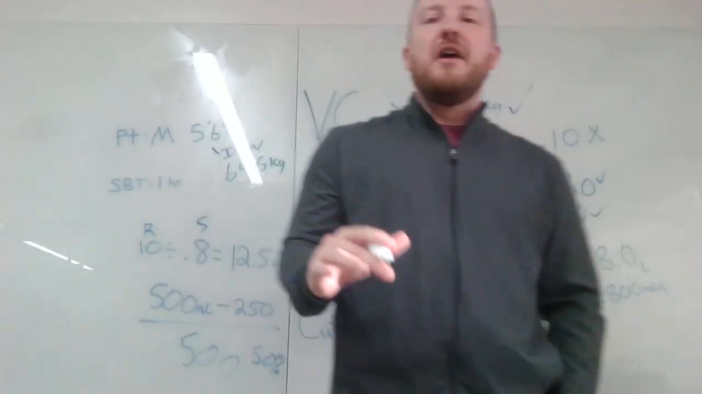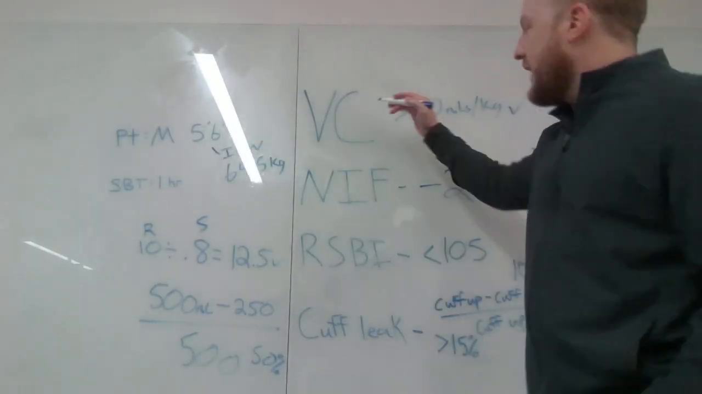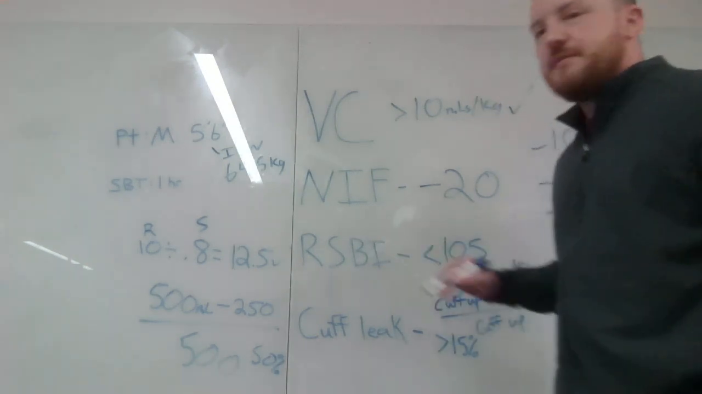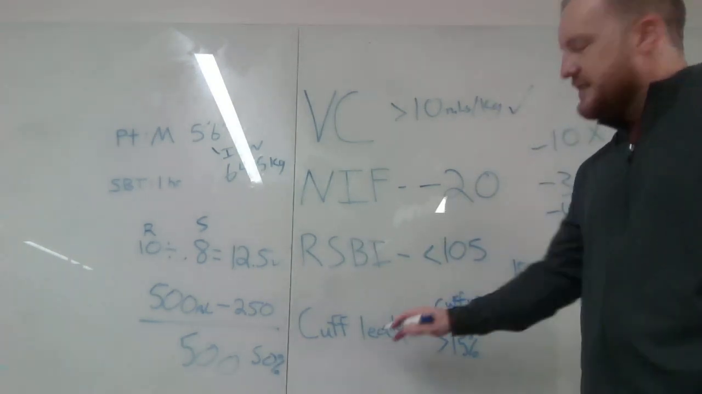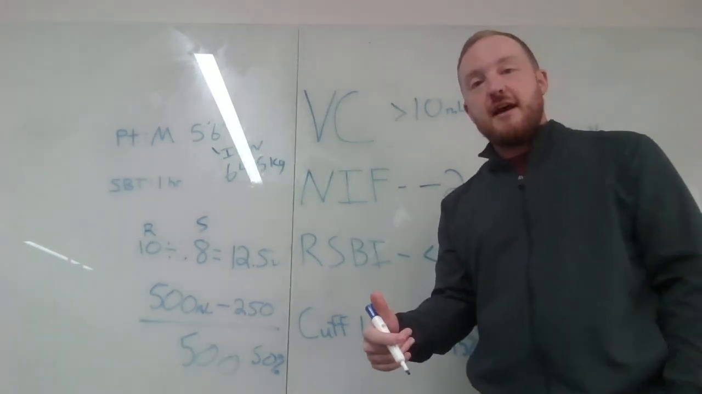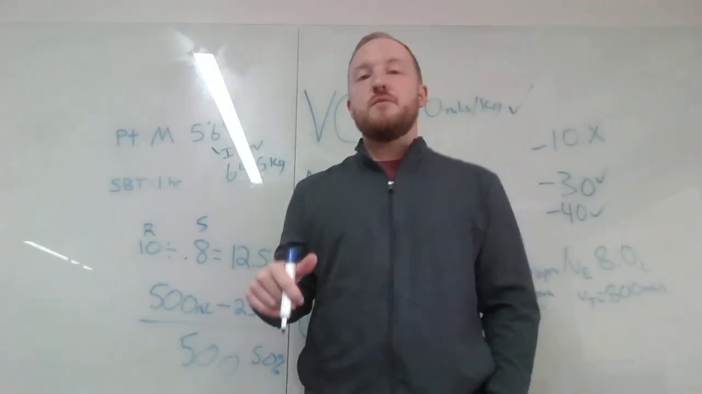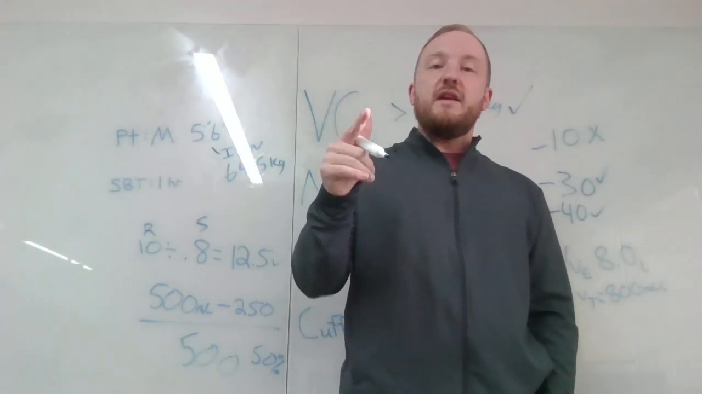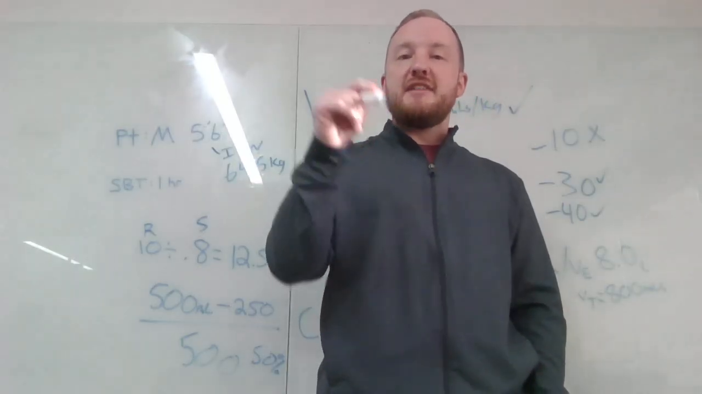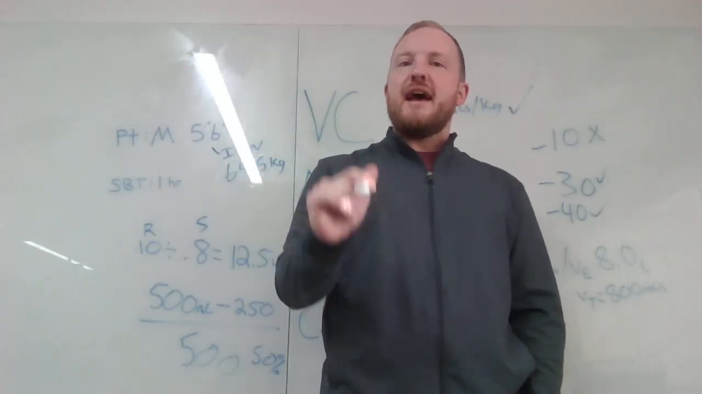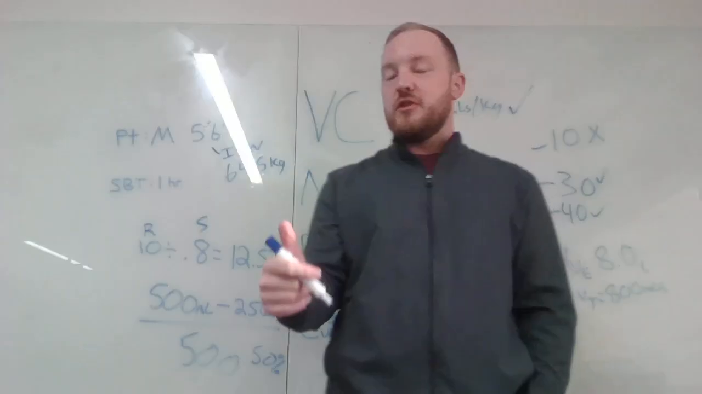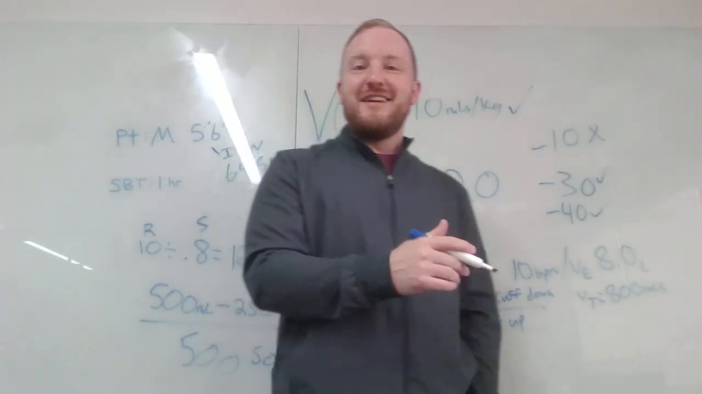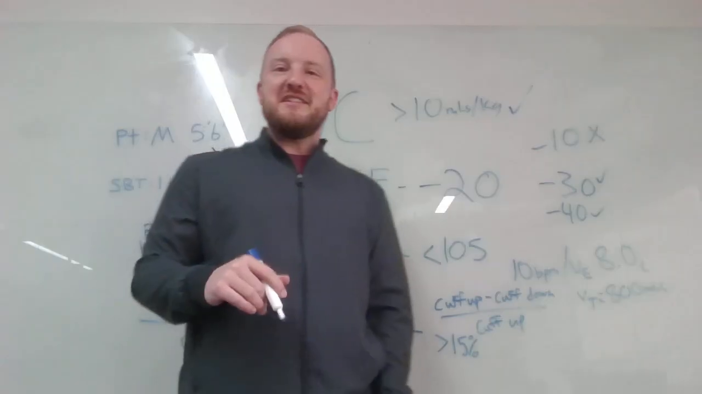So these are some of the main tests: the vital capacity, the NIF, negative inspiratory force, the RSBI, the rapid shallow breathing index, and this cuff leak that you'll see on your exam. Like I said, the test wants to know whether you're a safe therapist and you understand when it's appropriate to go ahead and extubate that patient, or whether that extubation is going to possibly cause harm to our patient because they didn't meet those normal values. Okay, so anyways, that's my presentation.